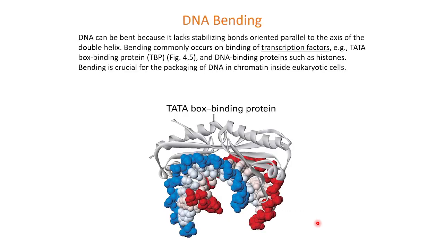So let's speak of the DNA bending. DNA can be bent because it lacks the stabilizing bonds that are oriented parallel to the axis of the double helix. So the bending commonly occurs on binding of transcription factors, that is your TATA box binding protein or TBP, and DNA binding proteins like you have the histones. Because it needs to bind, it has to twist itself to bind with the different kinds of proteins. So DNA bending is very essential for the packaging of DNA in chromatin inside the eukaryotic cells.